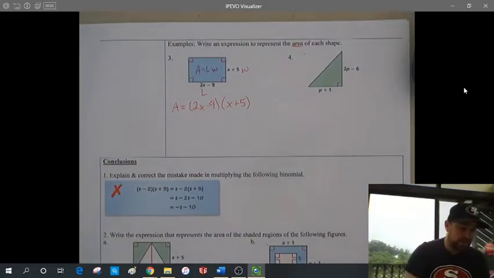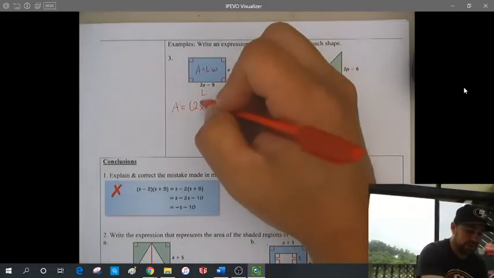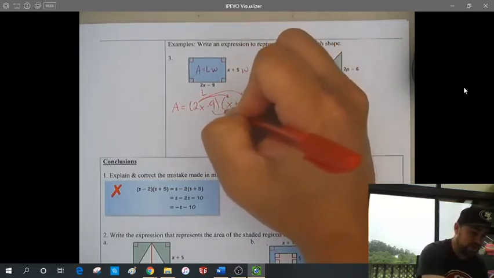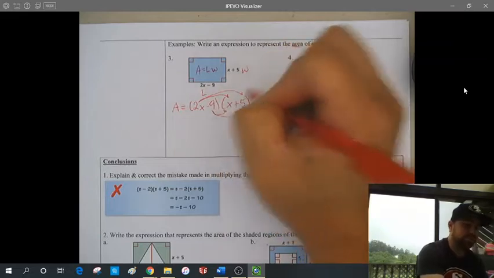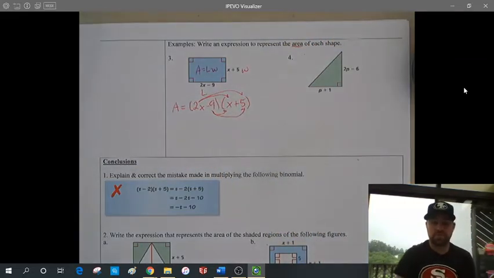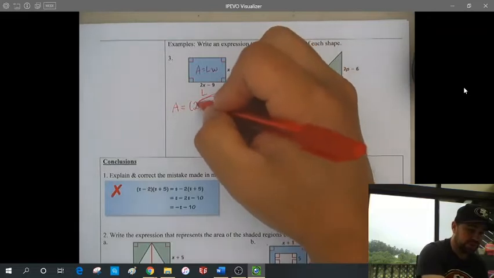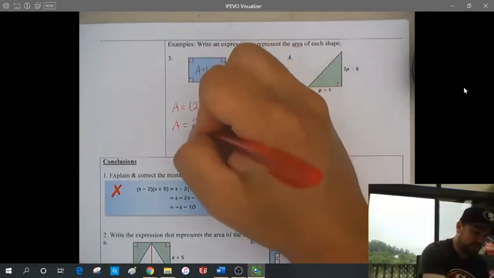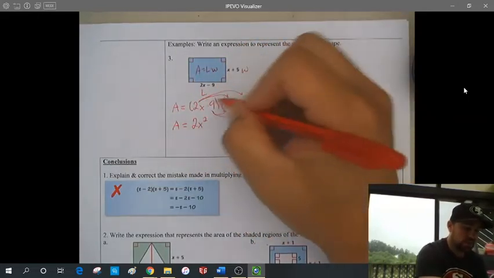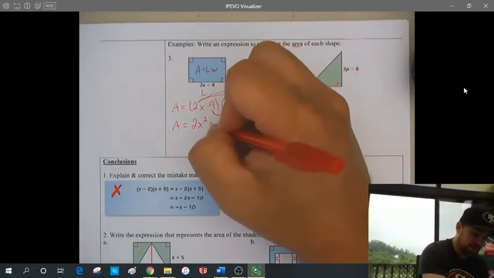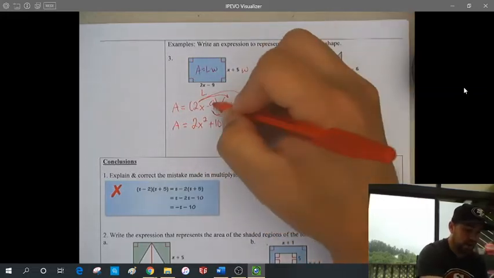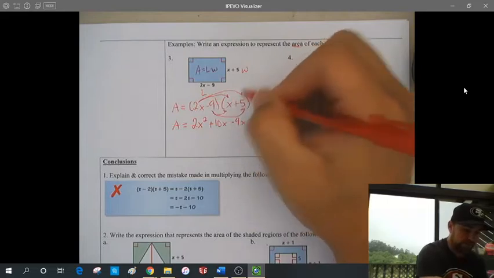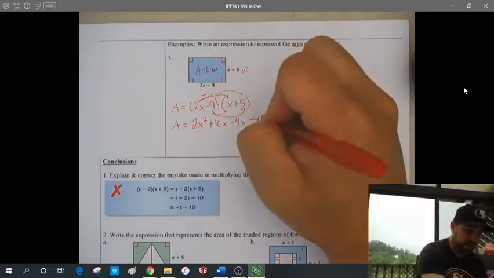Okay, and so now multiplying those together, notice I got my set of binomials here, which is why we're practicing this with this set of notes. So draw my arrows. Now I'll start the multiplication. So A is going to be equal to 2x times x, which is going to make 2x squared. 2x times 5, that's going to make positive 10x. Negative 9 times x is negative 9x. And negative 9 times 5 is negative 45.